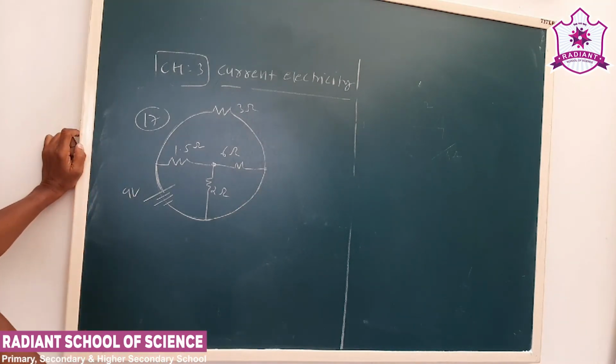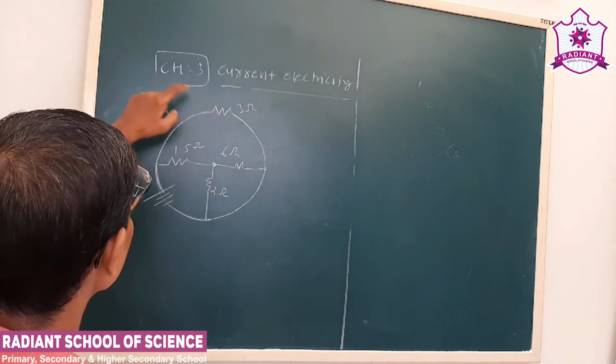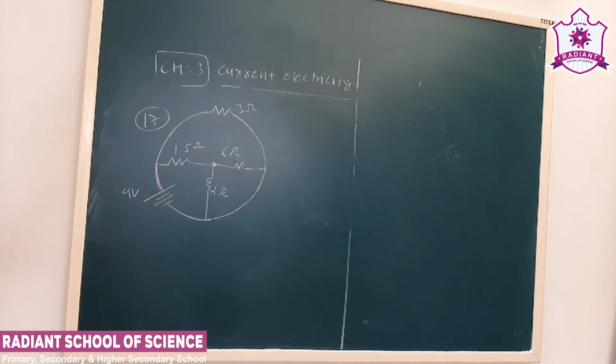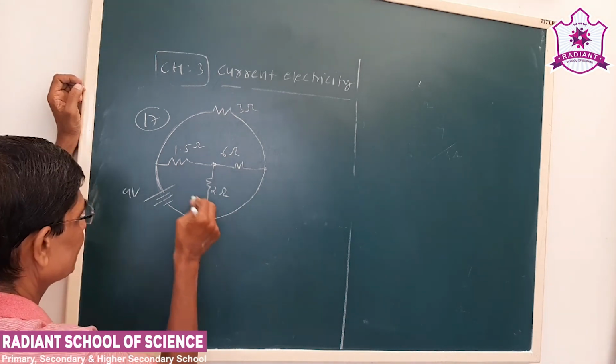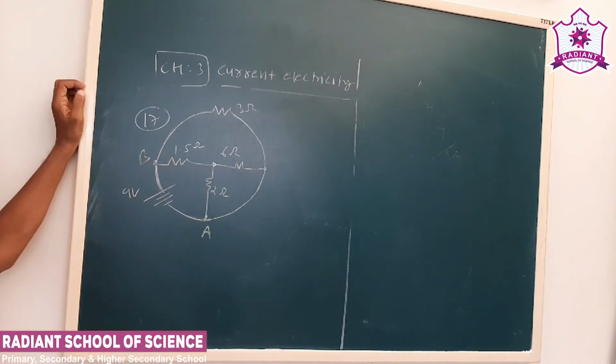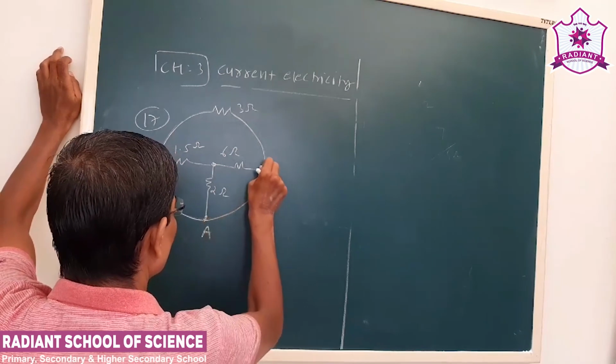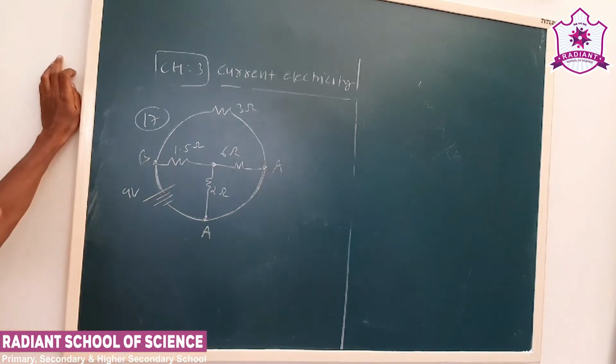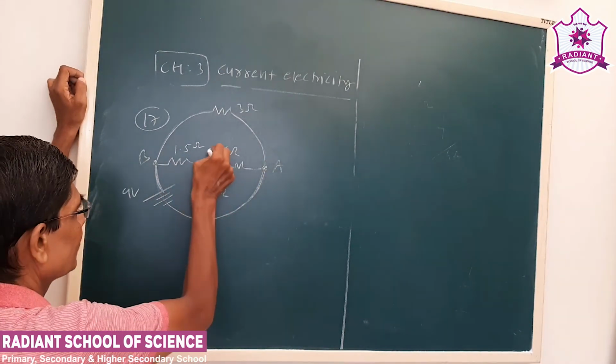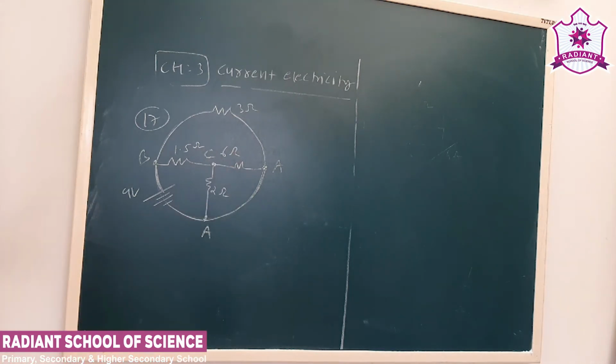Now see, the network is like this. A 1.5 ohm resistor, 6 ohm, 2 ohm, and 3 ohm are connected with a 9 volt battery in the circuit shown. We have to find the current through the circuit. For simplicity, let us give some names. Let us say this is A and B, so the battery is connected between A and B. Here in between there is no component, so we can call the junction C.